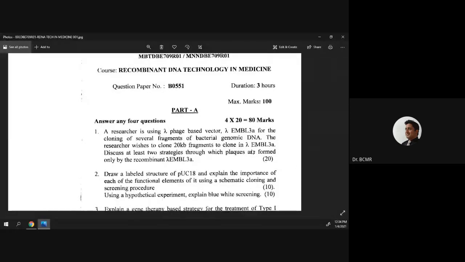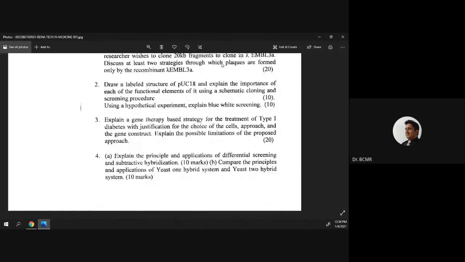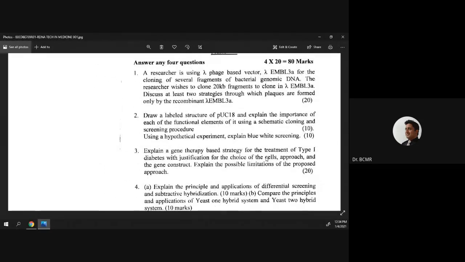The model is the same. That is, you'll have part A and part B. In part A, you have 6 questions, out of which you can answer any four. And part B will have 1 question, and all the questions are 20 marks each. So each question will actually, most of them, have sub questions.